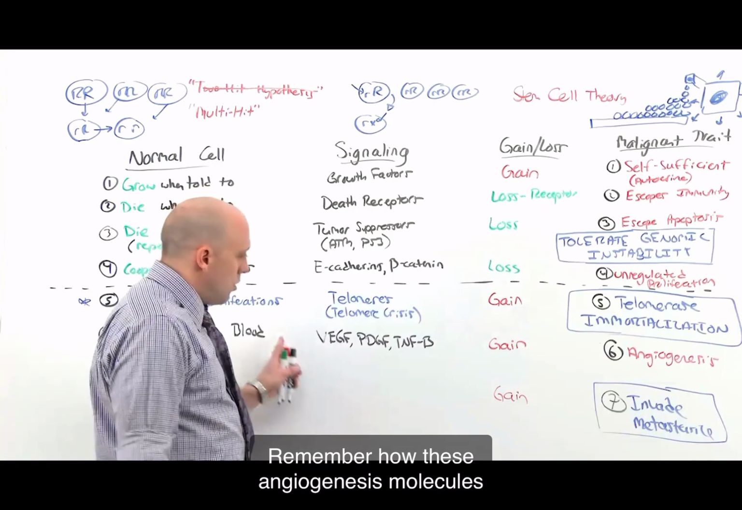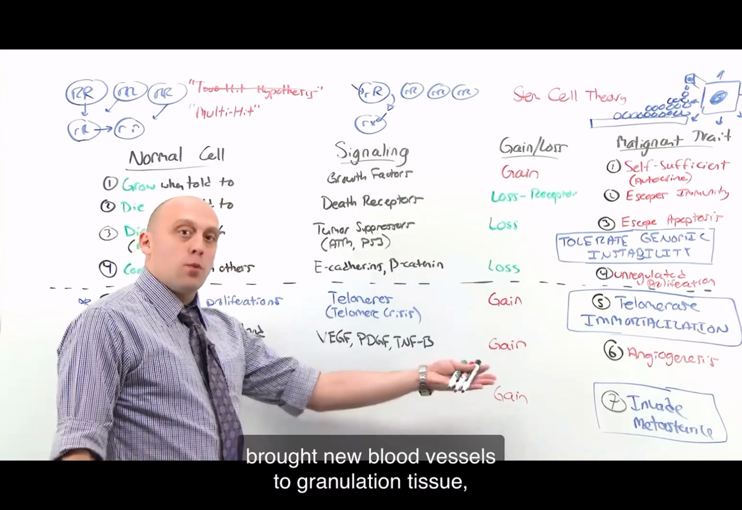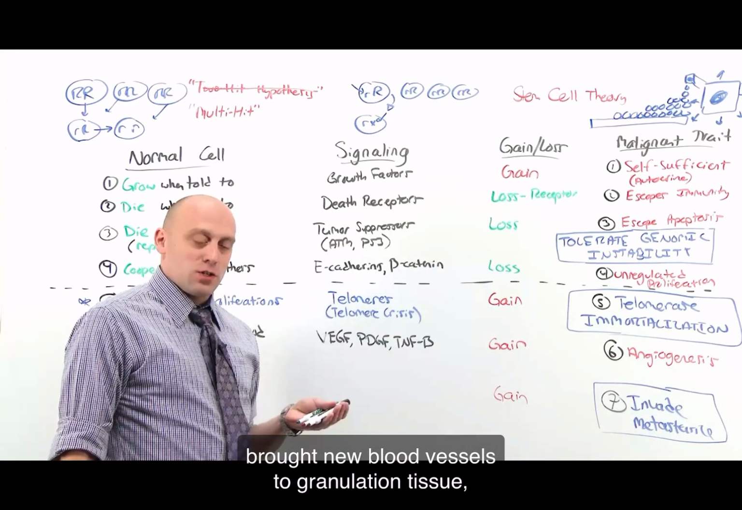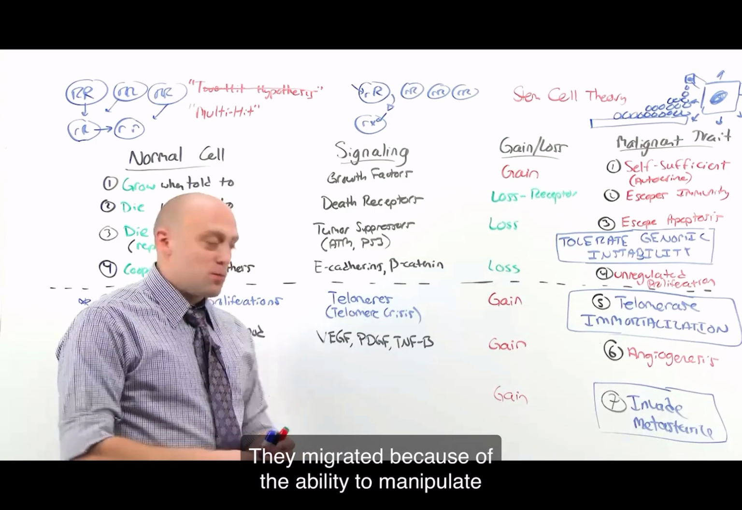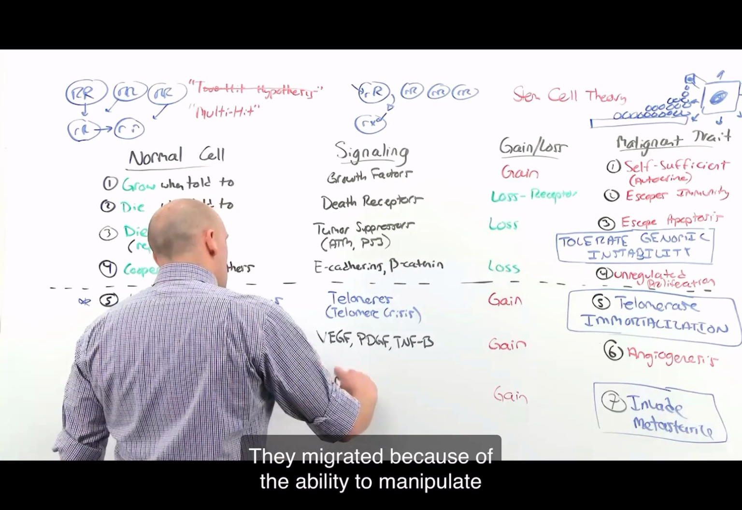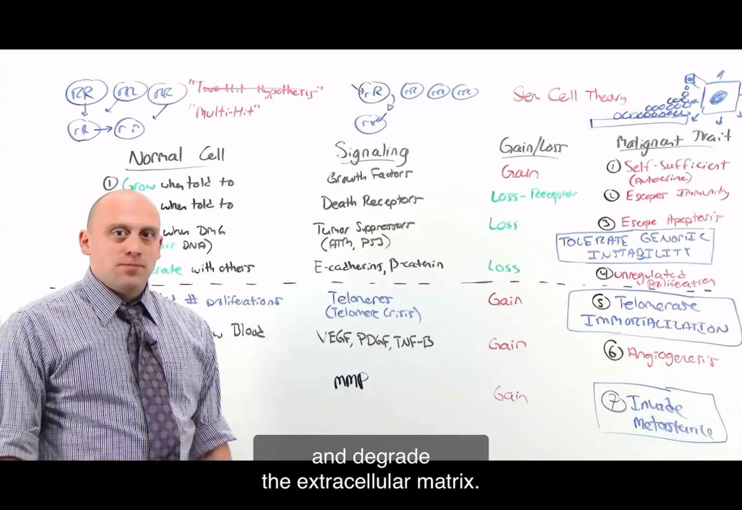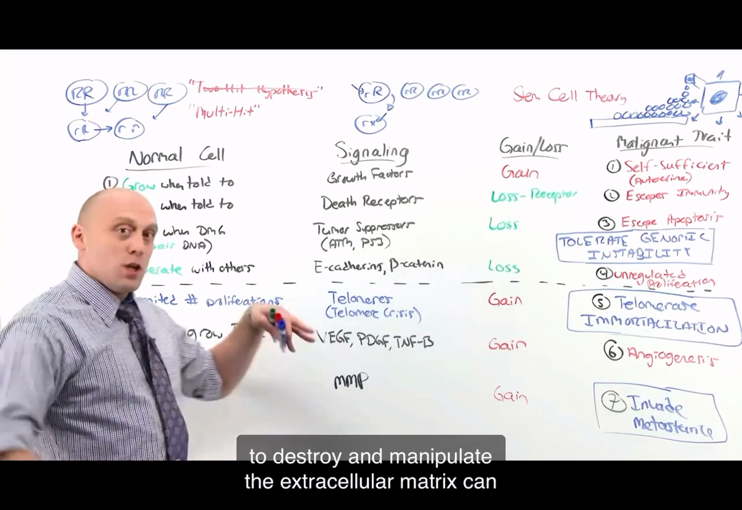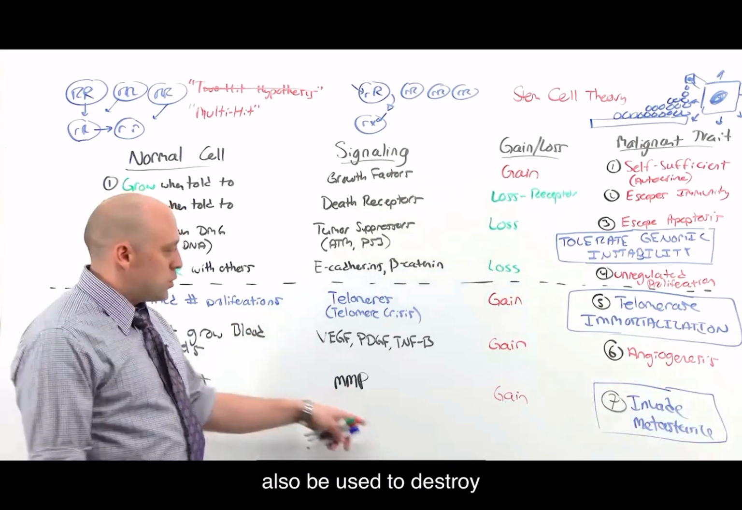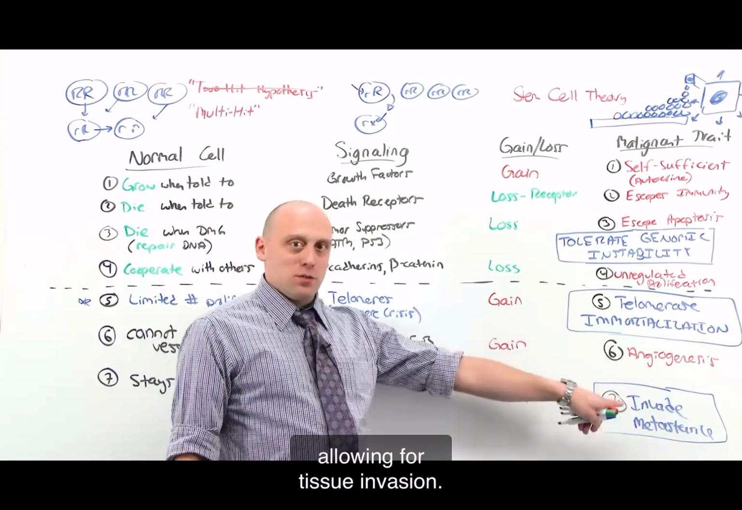Remember how these angiogenesis molecules brought new blood vessels to granulation tissue. Endothelial cells from existing blood vessels were induced to proliferate and migrate. They migrated because of the ability to manipulate and degrade the extracellular matrix. Well, that same feature is going to be used for angiogenesis, and the same proteins that are able to destroy and manipulate the extracellular matrix can also be used to destroy and break the basement membrane, allowing for tissue invasion.